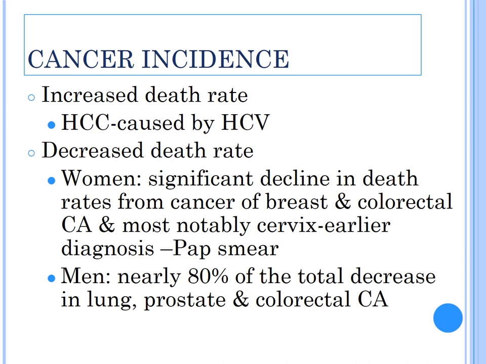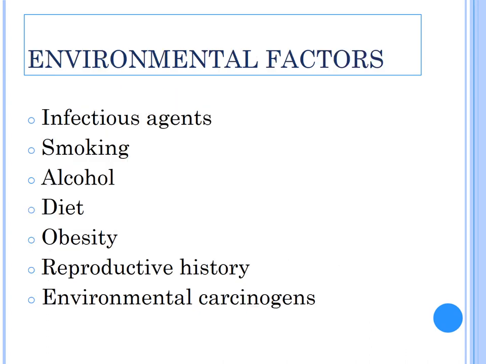So that is the same with cancer of the breast and colorectal cancer with the addition of these tests. Like you have in the breast the fine needle aspiration biopsy, the needle biopsy. In colorectal CA, you have also colonoscopy. They can see already. You can get a biopsy. And you can see that there is a nearly 80% total decrease in lung, prostate, and colorectal cancer.